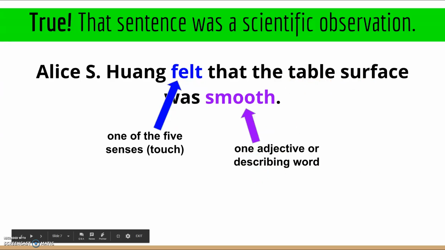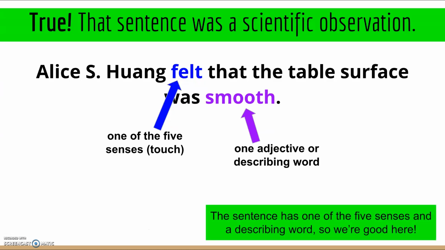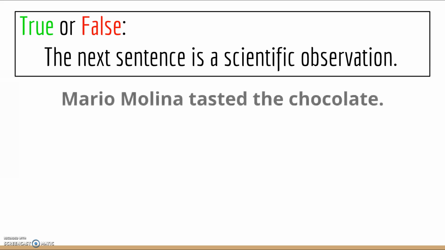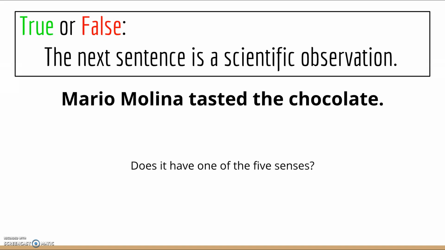So let's try another problem. True or false? The next sentence is a scientific observation. Mario Molina tasted the chocolate. Now we have another 20 seconds. Let's ask ourselves with our partner, does it have one of the 5 senses? Does it have an adjective or describing word? Go ahead and take 20 seconds. Discuss. Is this a scientific observation?